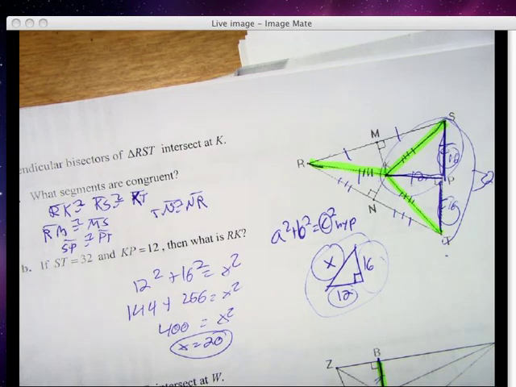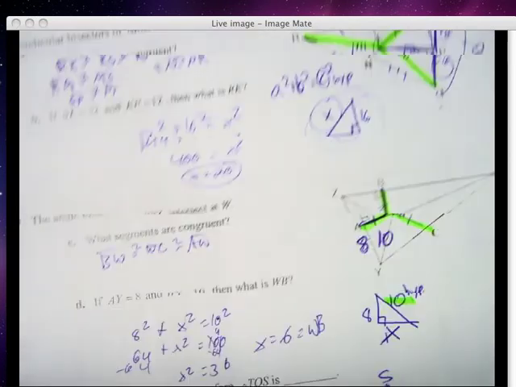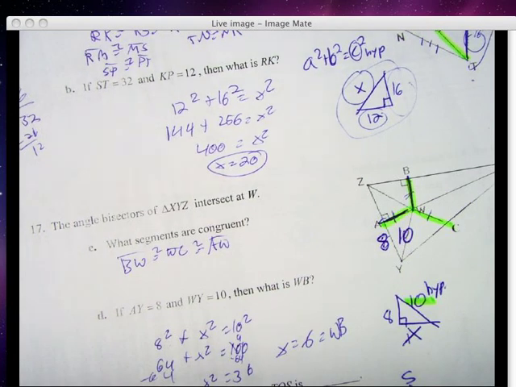What do we know about angle bisectors? The distance from the center to the sides is all congruent. So see how they're all in green? Those are all congruent to each other. BW, WC, and AW are all congruent.